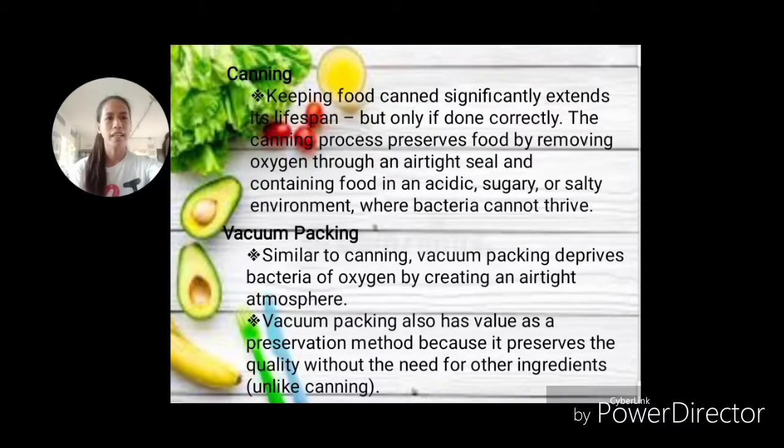Next is canning. Keeping food in cans significantly extends its lifespan, but only if done correctly. The canning process preserves food by removing oxygen through an airtight seal and containing food in an acidic, sugary, or salty environment where bacteria cannot thrive. Next is vacuum packing. Similar to canning, vacuum packing deprives bacteria of oxygen by creating an airtight atmosphere. Vacuum packing also has value as a preservation method because it preserves the quality without the need for other ingredients, unlike canning.